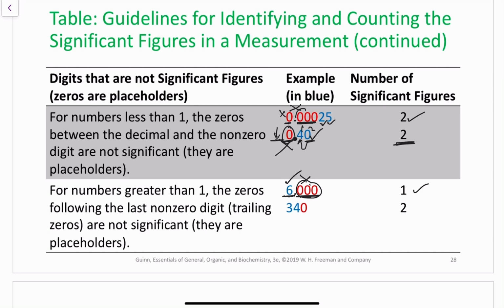The same thing happens over here, 340. This zero has a non-zero number 4 in front of it, but the problem is it doesn't have any decimal in here. If you don't have any decimal, that means this zero is not significant. Now you have just two non-zero numbers, 3 and 4, two significant numbers.